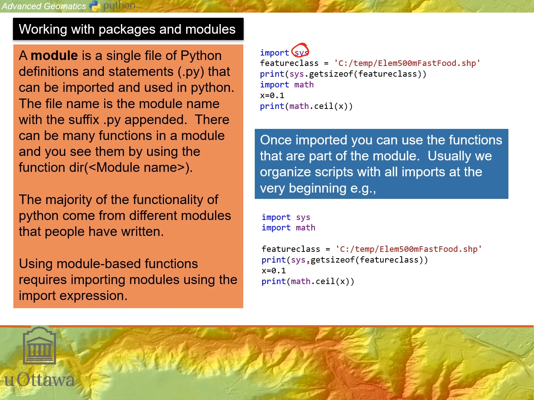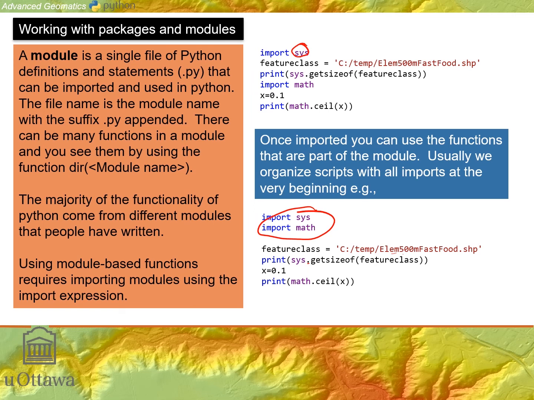You can also say from sys import all, and then you don't have to put sys in front of anything. You can just say getSizeOf, for example, to get the size of a feature class in bytes, if you import all the things. Now, the problem with importing all is that you could have namespace conflicts in that within two packages, there might be something with the same function name. And if they're both imported all, one will overwrite the other and you won't get the results you expect.